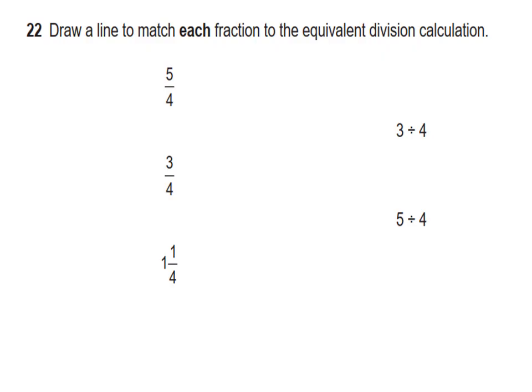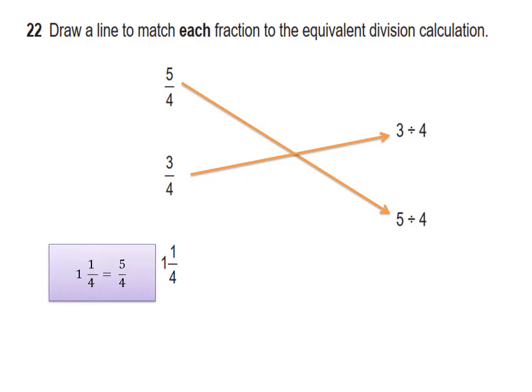Draw a line to match each fraction to the equivalent division calculations. 5 over 4 is the same as 5 divided by 4. 3 over 4 is the same as 3 divided by 4. 1 and 1 over 4 is a mixed number. We need to change it to an improper fraction. 4 times 1, 4 plus 1, 5. So this will also be 5 over 4 or 5 divided by 4.